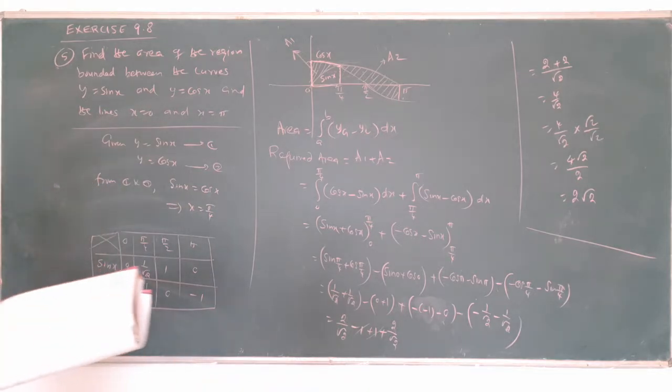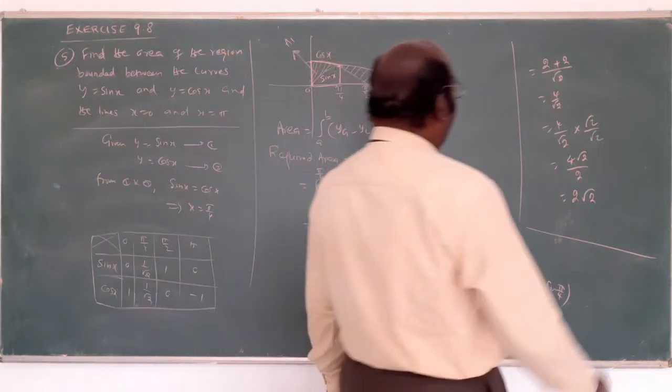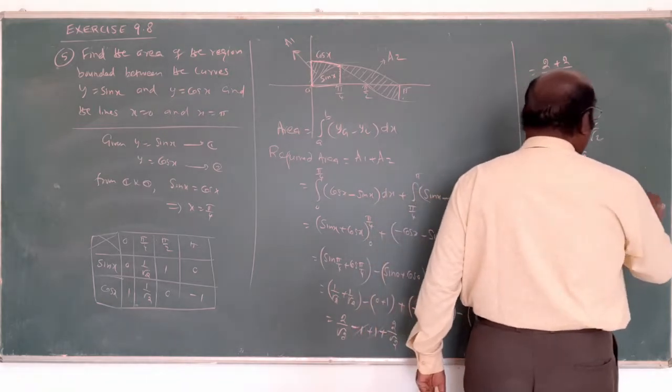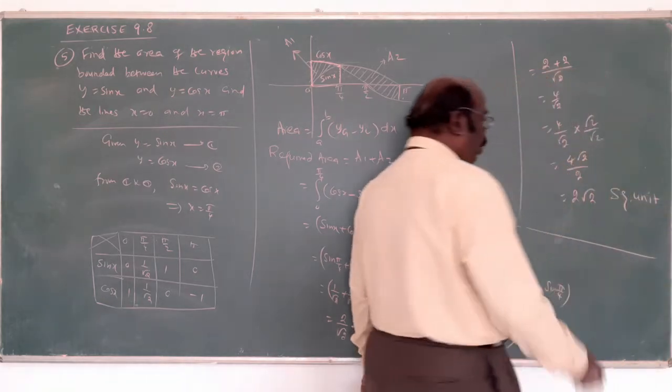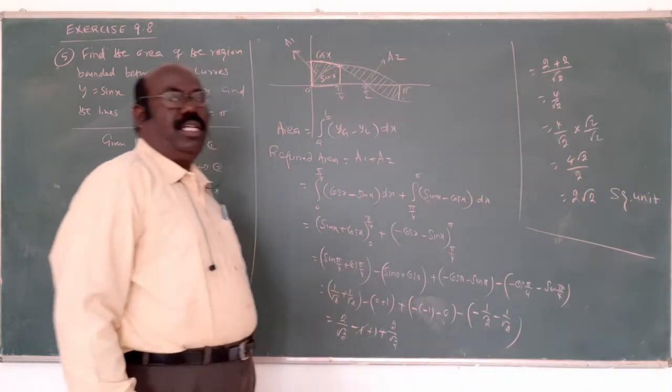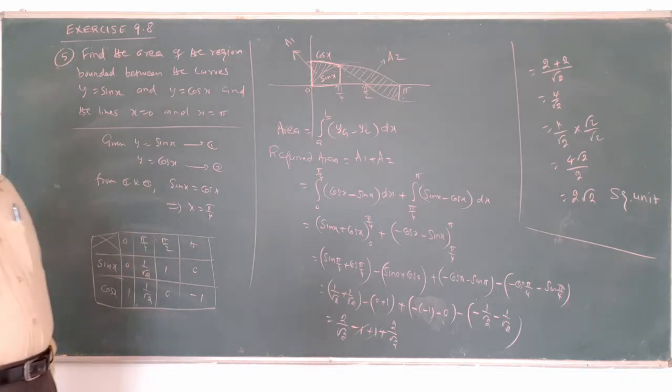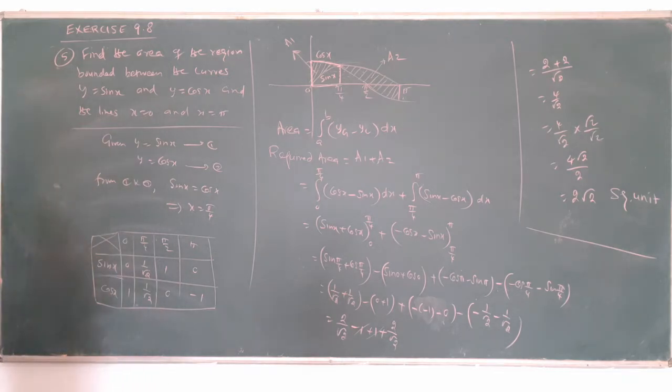This is all area, no? Area also means these are all square units. The previous 4 problems also, put the unit. In all the problems, area means the square unit. The first 4 problems did not put the square unit. After finding the answer, write the unit also, square unit. That's important.